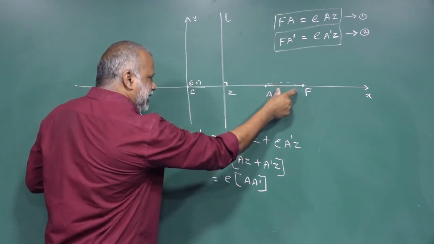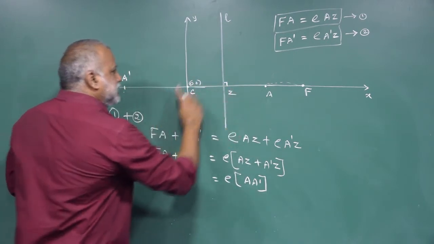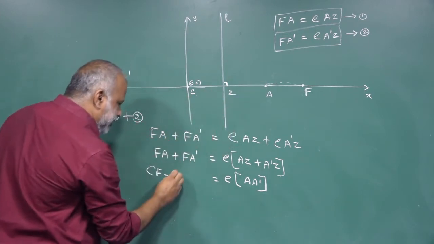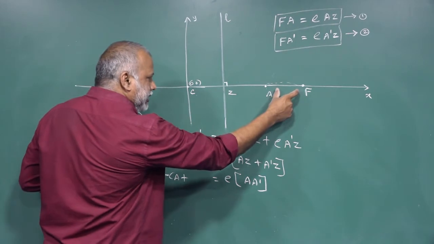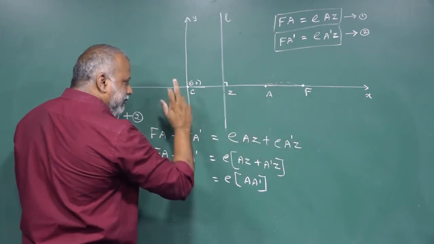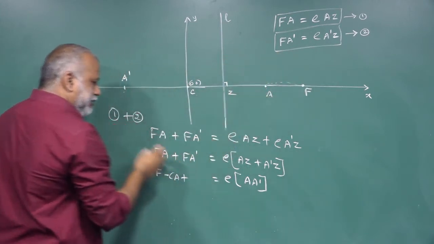So in terms of the center, I can split this distance. AF or FA is the distance. This distance I can split like this from the center: CF minus CA. Once again see the board. I need this AF or FA, this distance. I can write from the center CF minus CA. This is nothing but FA.